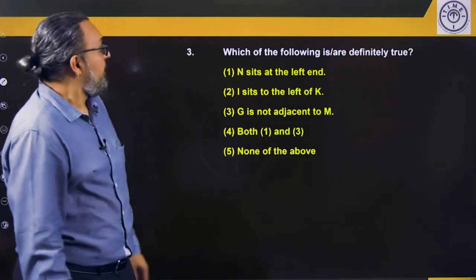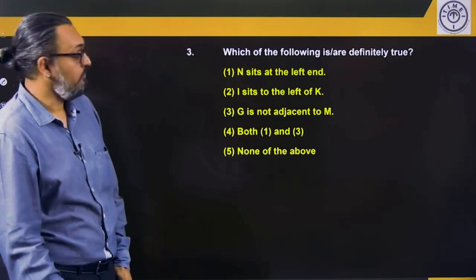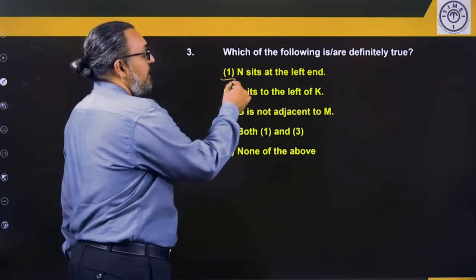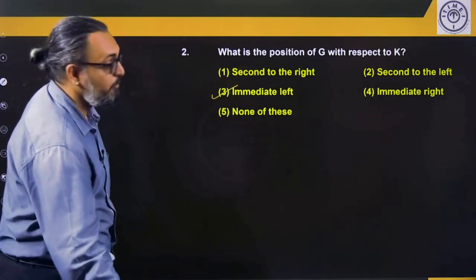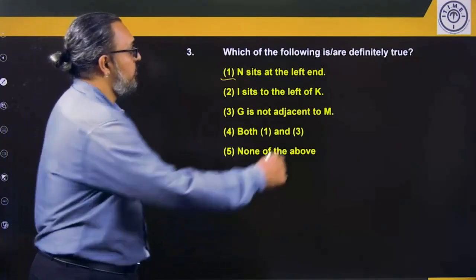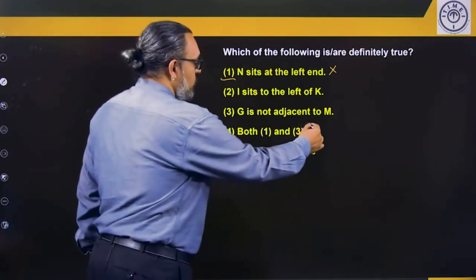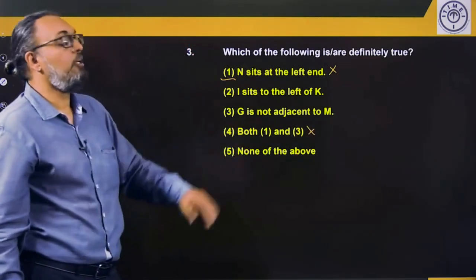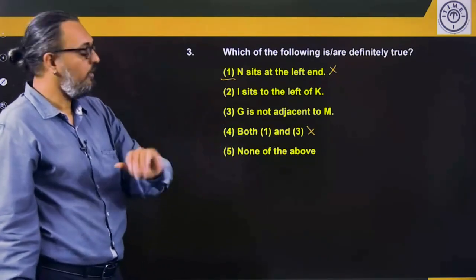Okay. Then, which of the following is or are definitely true? First one says N sits at the left end. So, we know it is not correct, because who is sitting at the left end? M is at the left end. N is at the right end. Correct? So, that is not correct. If that is not correct, I can also rule out the fourth option because it says both 1 and 3. 1 is not correct, so both 1 and 3 cannot be the answer.